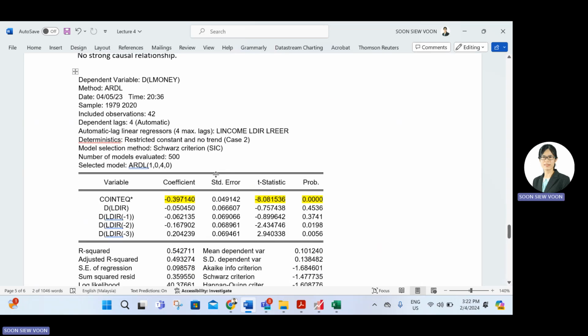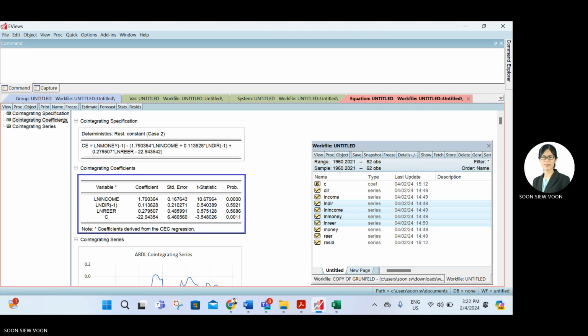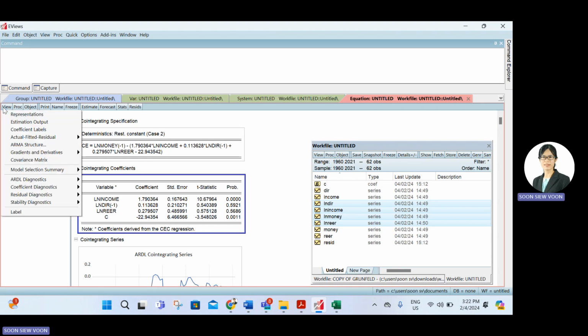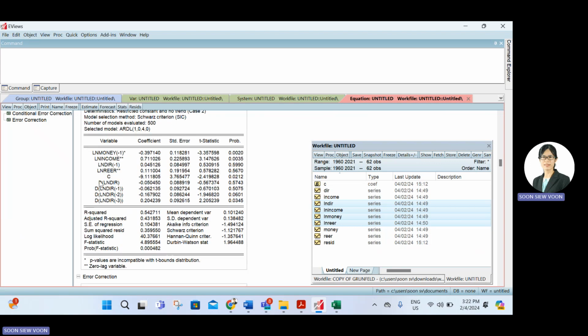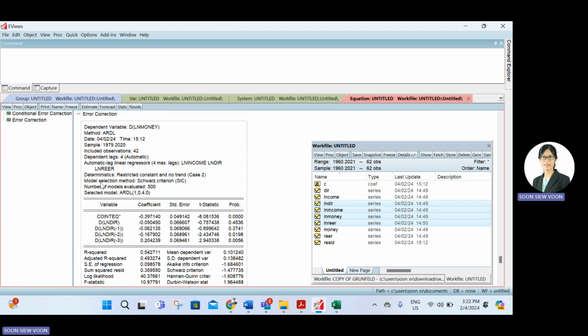So how can I get the ECT here? You can go to EViews, then go to View, then check for the error correction model, right? Go for the ARDL diagnostic and then check for this error correction result. Once you check on this error correction result, the second table here will show us the ECT, the error correction term.